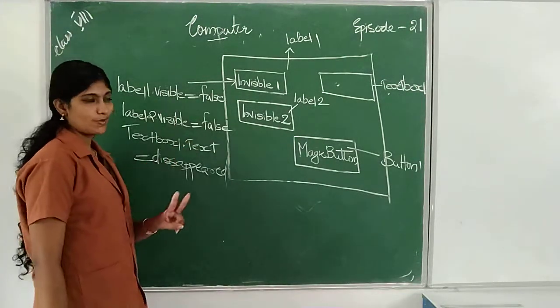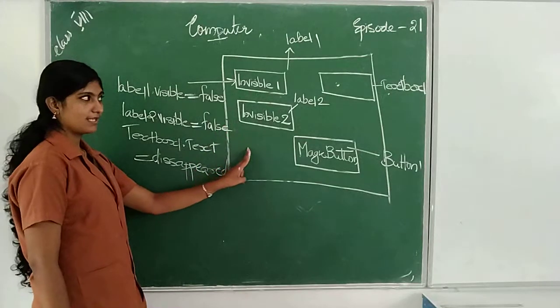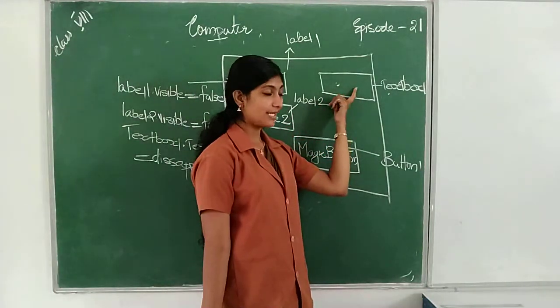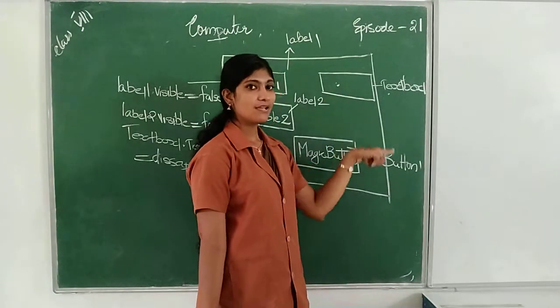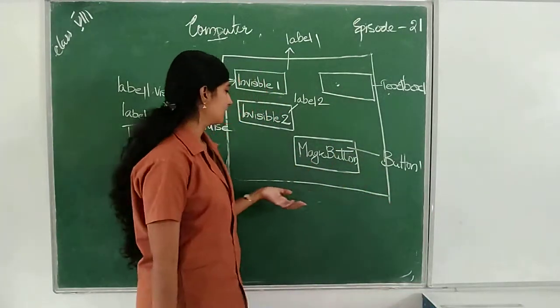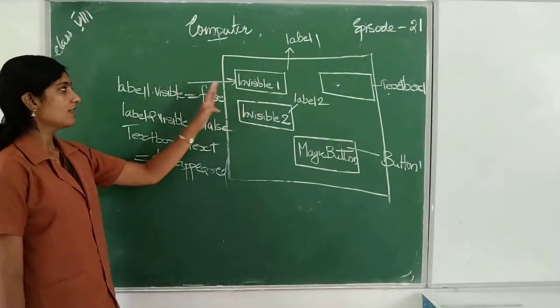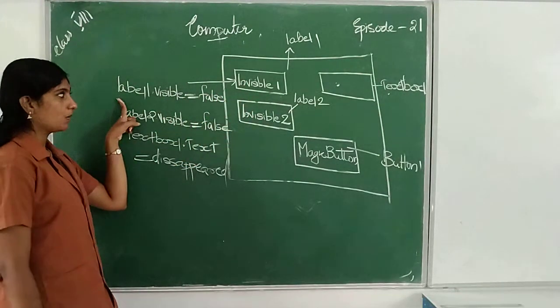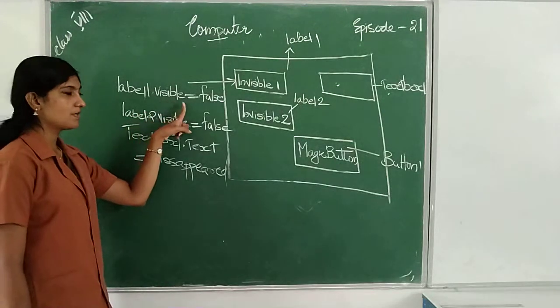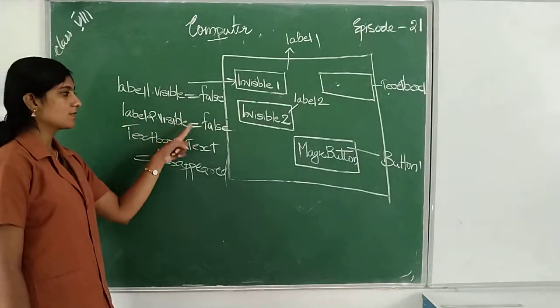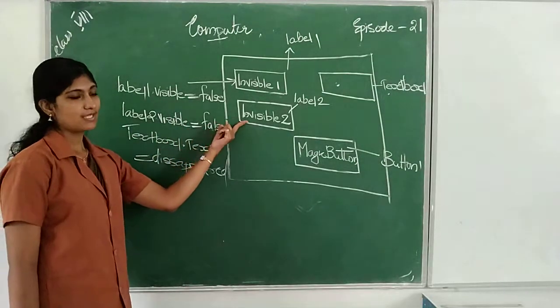So the question is, make the two labels invisible and change the text written in the text box to another word or anything. For invisible, we need to write the code. Label 1 dot visible is equal to false. That's for the first label. Label 2 dot visible is equal to false. That's for the second label.